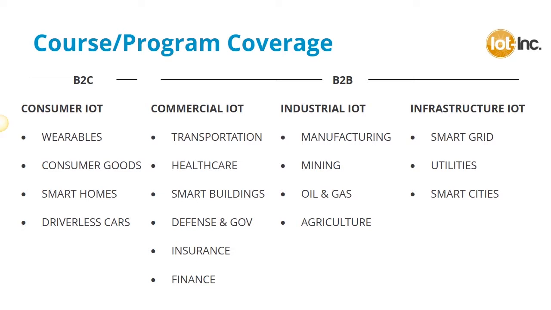This course, in fact this entire program, is applicable to both B2C IoT and B2B IoT. I find it useful to break down B2C IoT into consumer IoT, wearables, consumer goods, smart homes, driverless cars, and then B2B IoT into commercial IoT, industrial IoT, and infrastructure IoT. For me, the main difference between industrial IoT and commercial IoT is that in industrial IoT, we're creating things. We're manufacturing them, we're pulling them out of the ground, or we're growing them. Infrastructure IoT is broader. This includes smart cities, smart grids, and utilities.